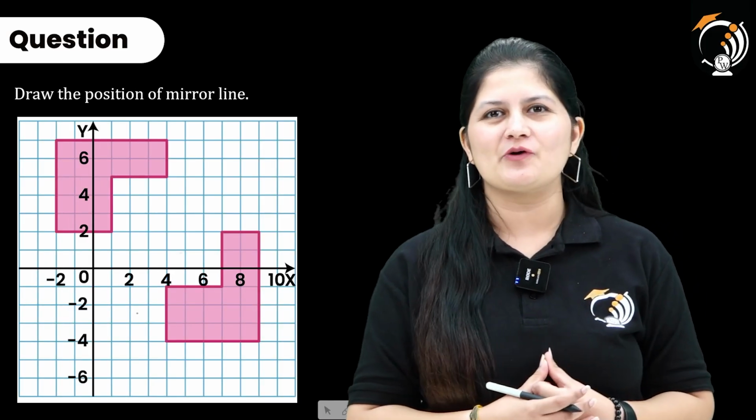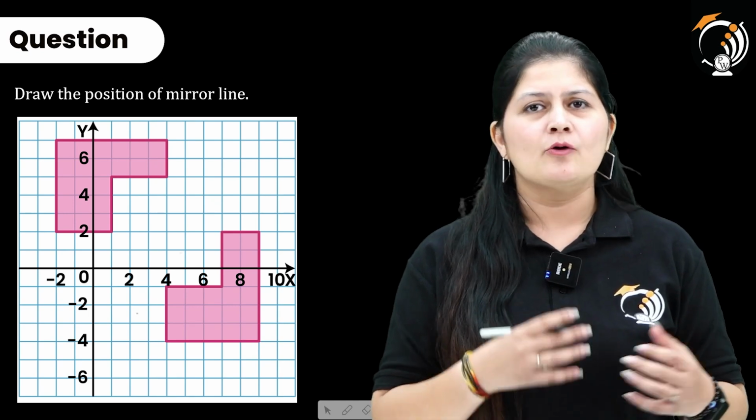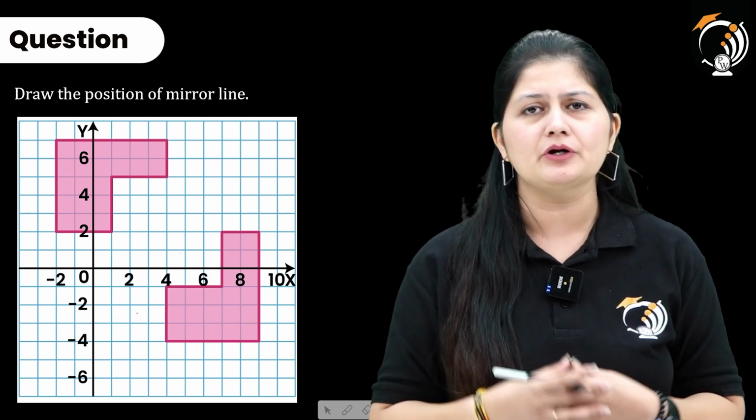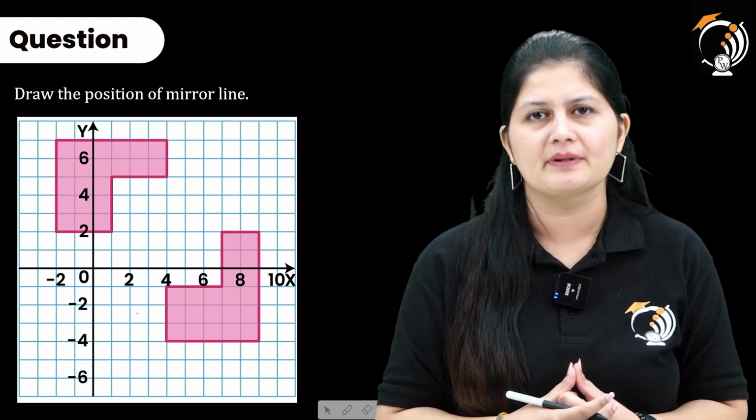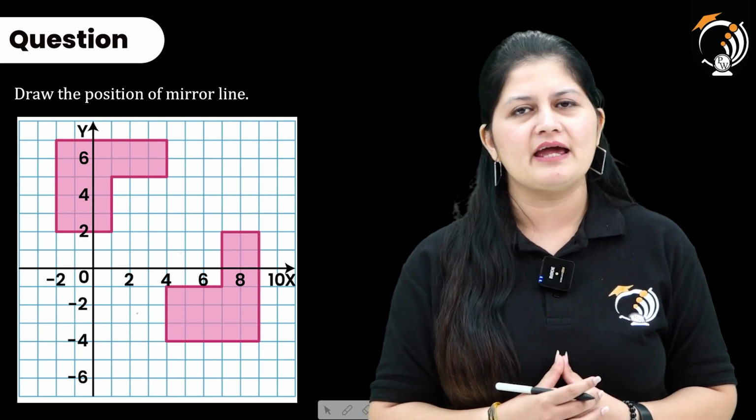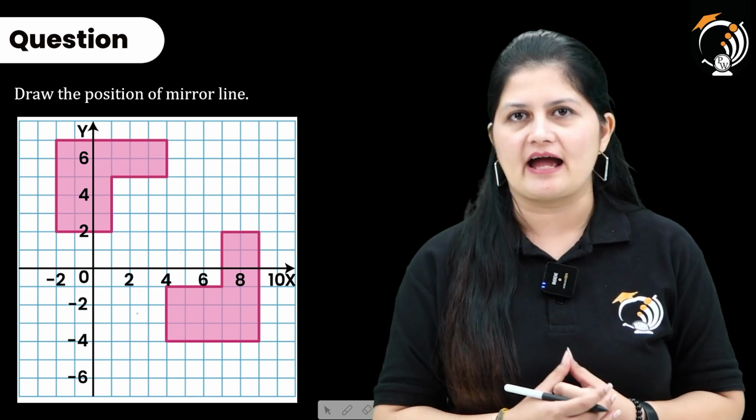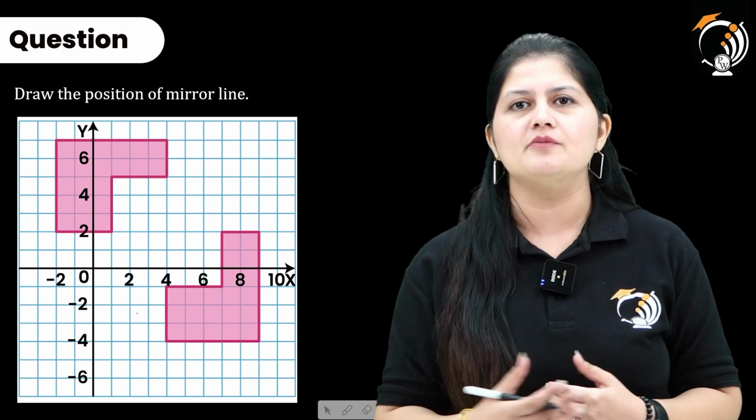Moving forward, it is not always the case that you will get the mirror line as y equal to a certain number or x equal to a certain number. That means it is not always the case that your mirror line will be parallel to the x or the y axis. It can be in other forms as well.